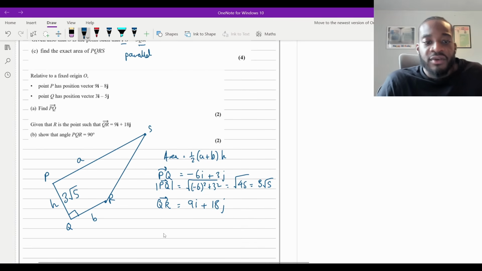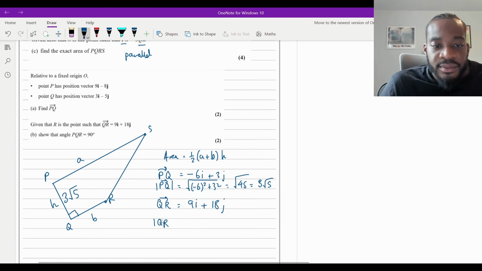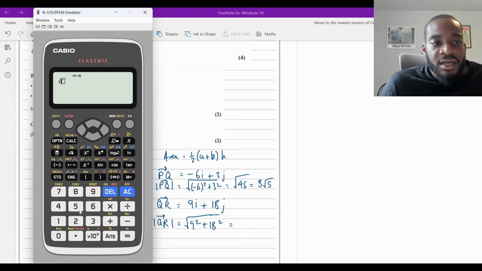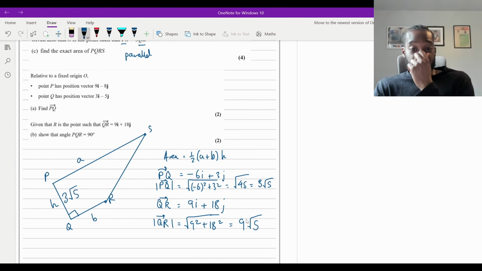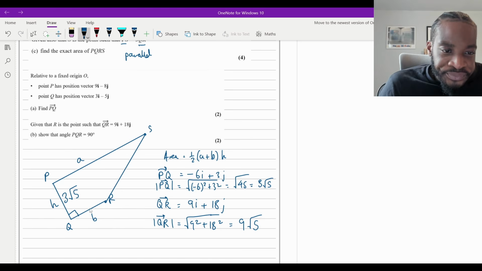Which means that the distance of QR is going to be the magnitude of that, which is the square root of 9 squared plus 18 squared, which is 81 plus 324. 9 squared plus 18 squared gives 9 root 5 when you take the square root. So that's 9 root 5. Okay, so that's QR. So this distance here is 9 root 5.